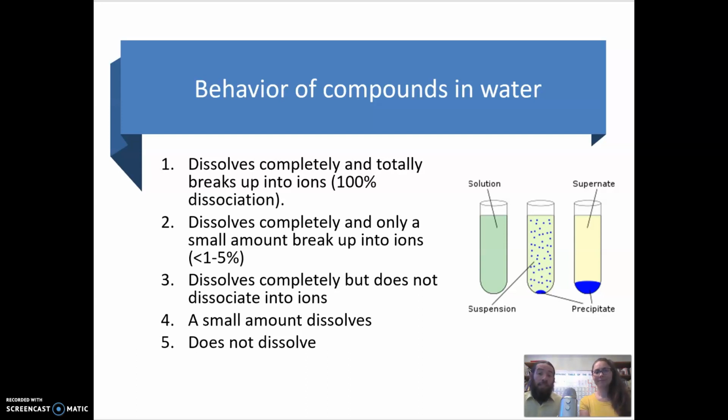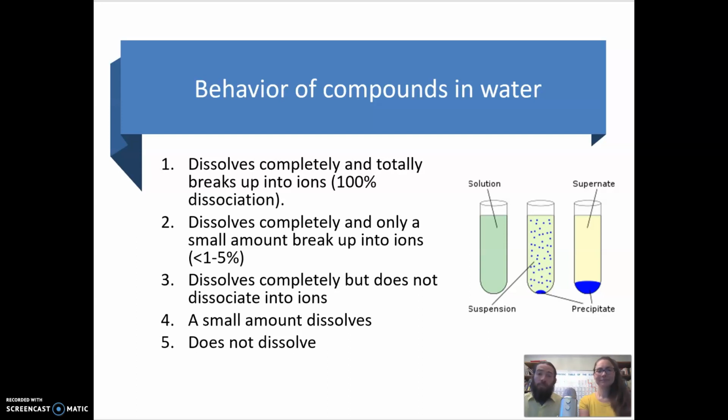Scenario two, we could dissolve completely but only break up into a few ions. So again, we would have to have an ionic compound or an acid. I was going to add that at the end. So some molecular compounds that are acids can break apart into ions as well, and we're going to get there. Scenario three, we can dissolve completely but don't form ions. So no dissociation. These would be your molecular compounds that are not acids.